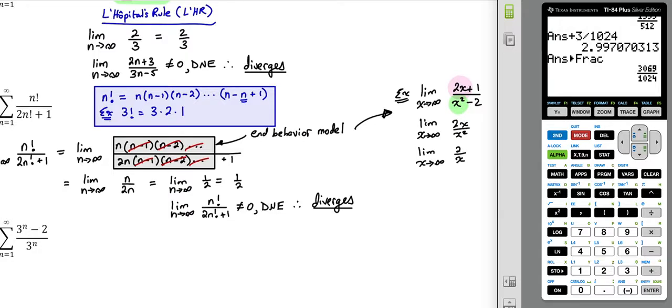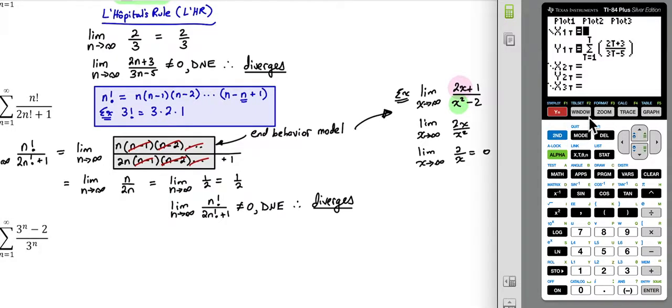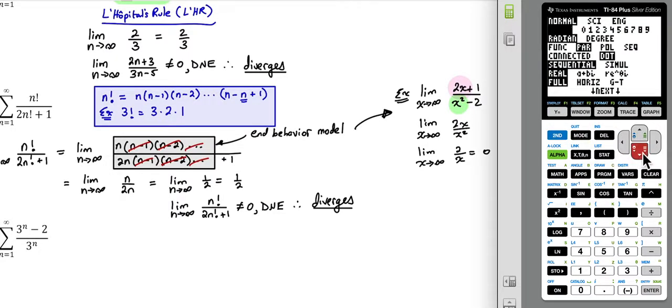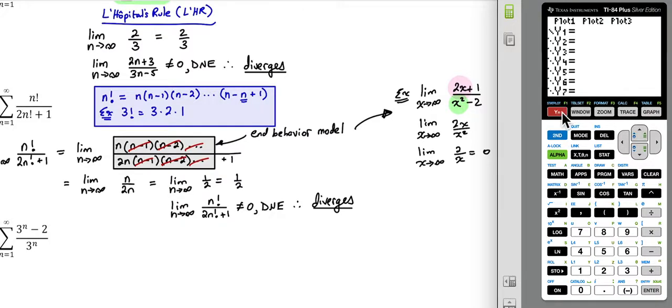Which is 2 over x. 2 over infinity would go to 0. All right, so it's just a quick refresher. And the reason why that works, let me just go back into function mode, is because rational functions behave the same way as their end behavior models for large values of x.